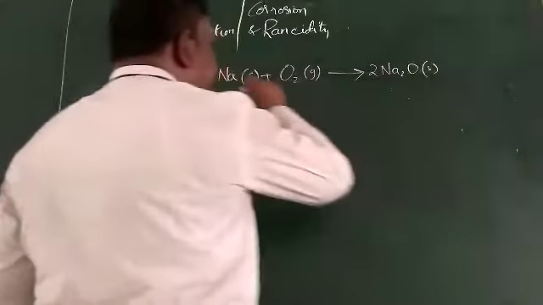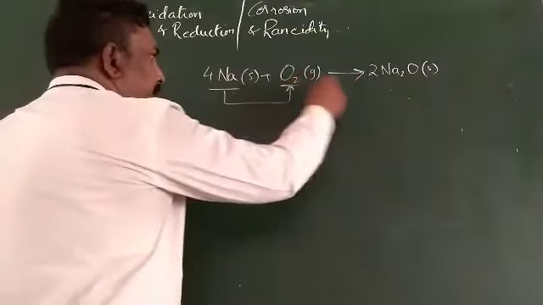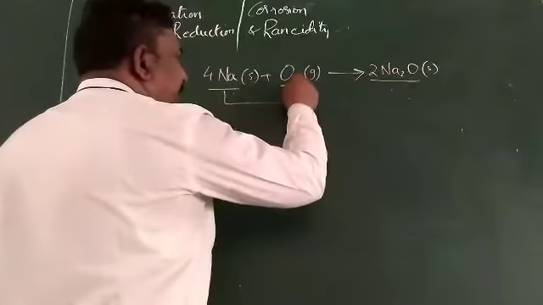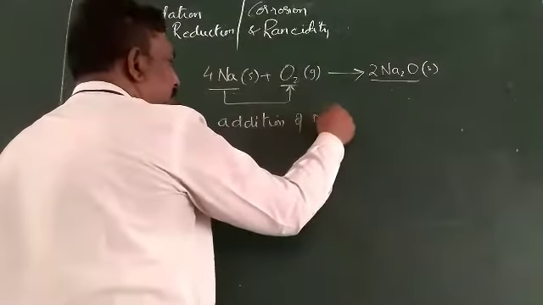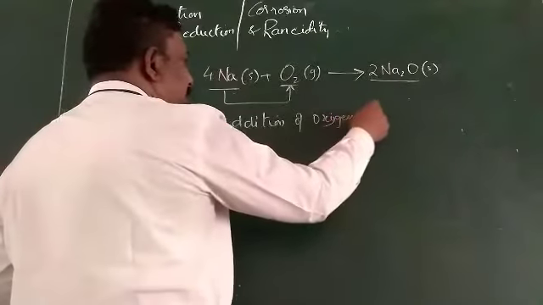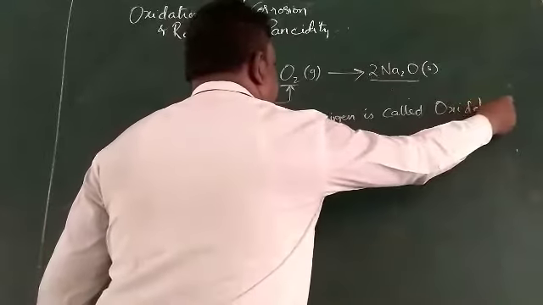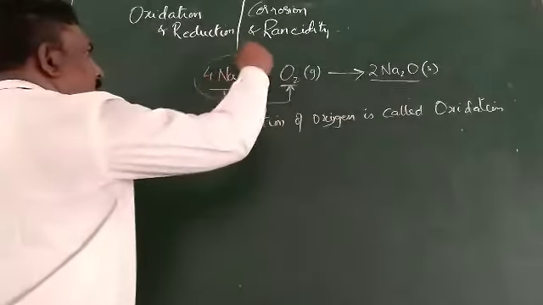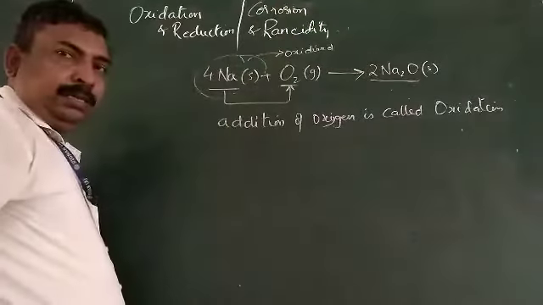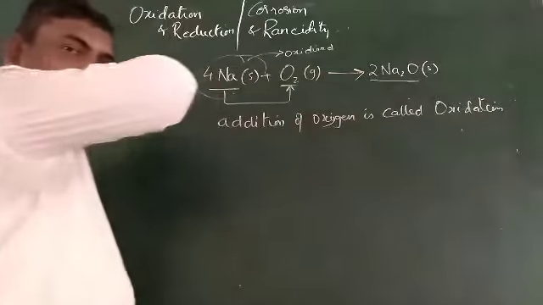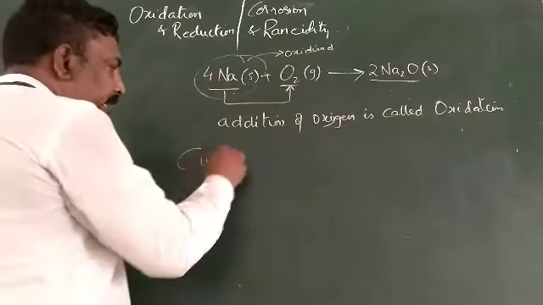What happened to sodium when it reacts with oxygen? Guess. Sodium is added with oxygen. So addition of oxygen is called oxidation. So what happened to the sodium? Sodium is oxidized, nothing else. So what is the answer for this question? Sodium is oxidized. Now I am going to see another one.